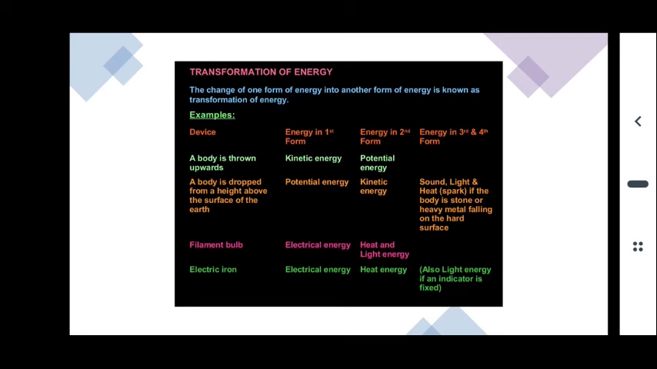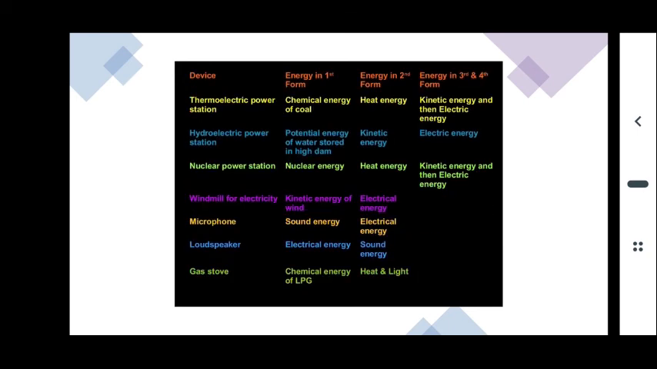So these are the different types of transitions. And in the case of a loudspeaker, electrical energy is converted into sound energy. In gas stoves, the chemical energy is converted into heat and light energy. So these are the different types of transformation which happens from one type of energy to another type.